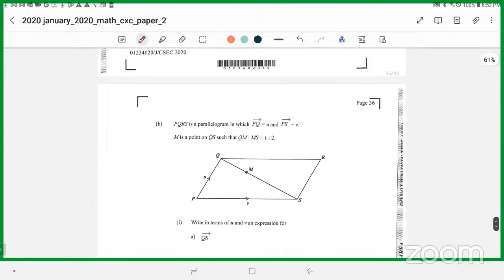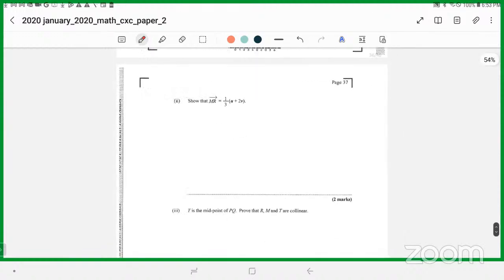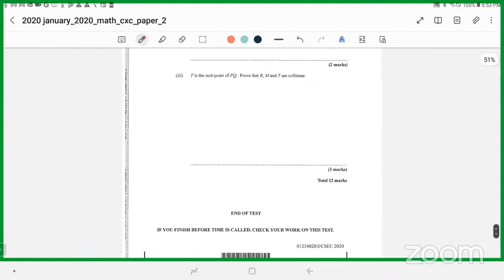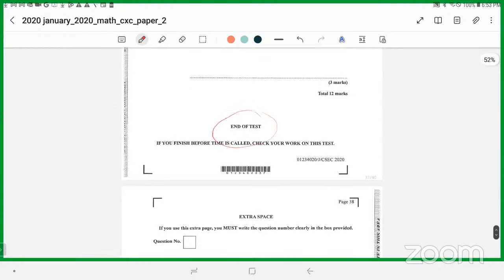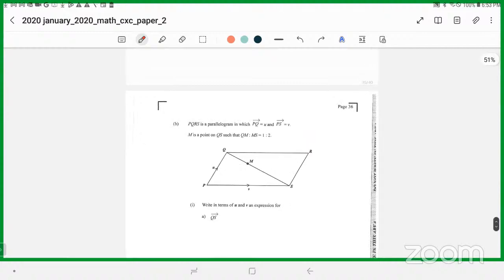Now come to this vector. I think this is the last question in the paper for tonight, and we'll be done. Yep, end of test. So let's finish strong. All right, let's see.